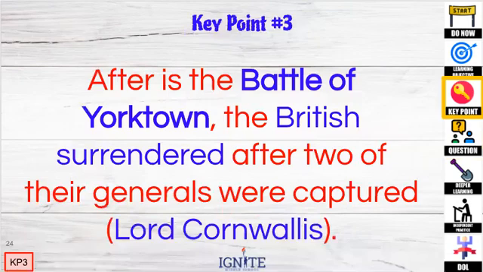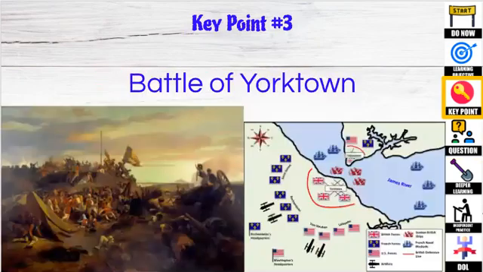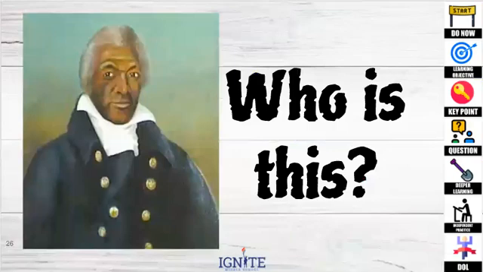Key point 3. After that is the Battle of Yorktown. The British surrendered after two of their generals were captured, one of them being Lord Cornwallis. For the Battle of Yorktown, you don't have to memorize this little visual on the right. Just know the Battle of Yorktown is really important because the British surrendered. Surrendered means you give up, right? If you surrender, you're saying, I can't fight anymore. The other side wins.